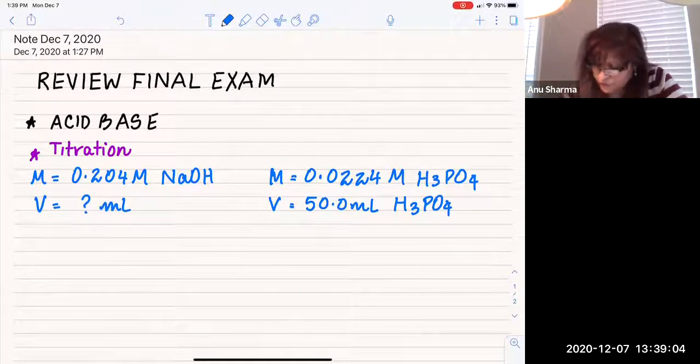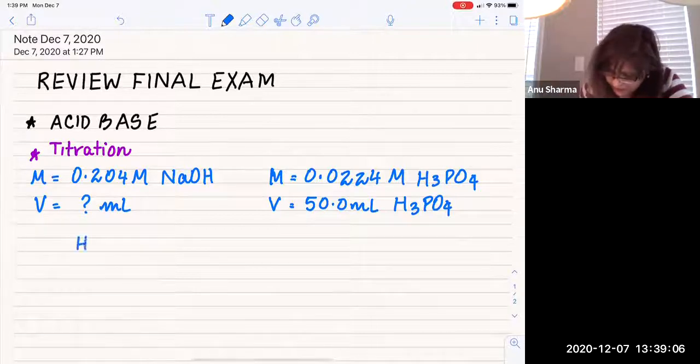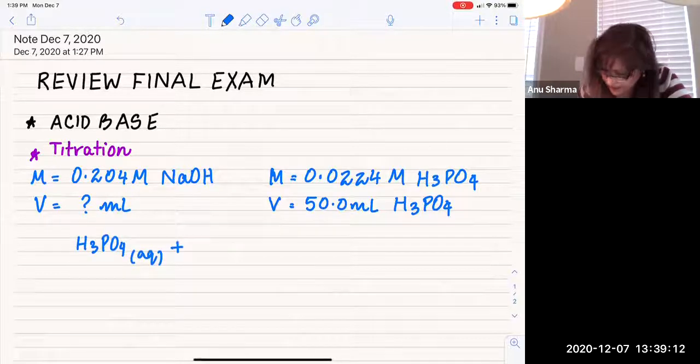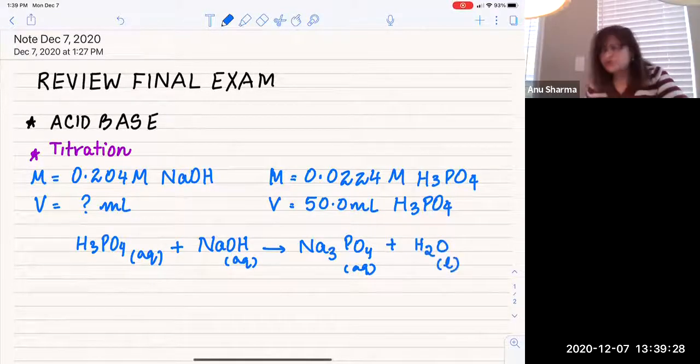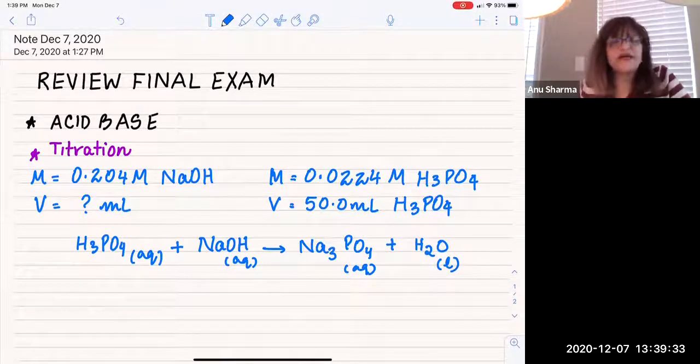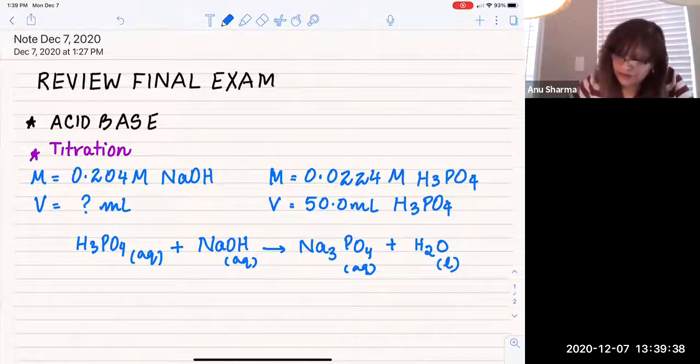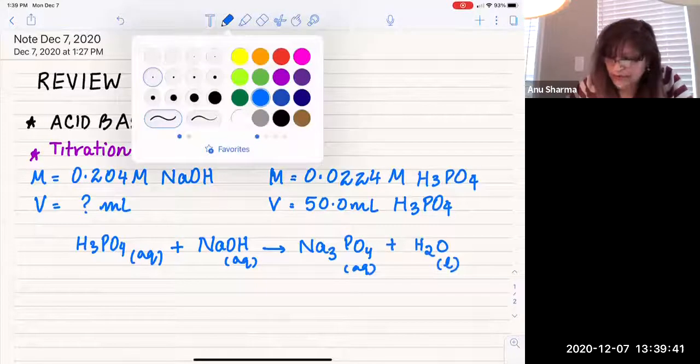Milliliters of NaOH solution. Okay, so here's the reaction. H3PO4 aqueous is reacting with NaOH, and this is also aqueous, and this is giving you Na3PO4, also aqueous, and this is giving you water, H2O, and water is a liquid. So always, first thing for these types of questions, you're going to write down what is given to you. Second thing is you're going to write down the equation if that's needed, and always check the equation. So let's check the equation first of all, and this also includes the balancing of the equations.